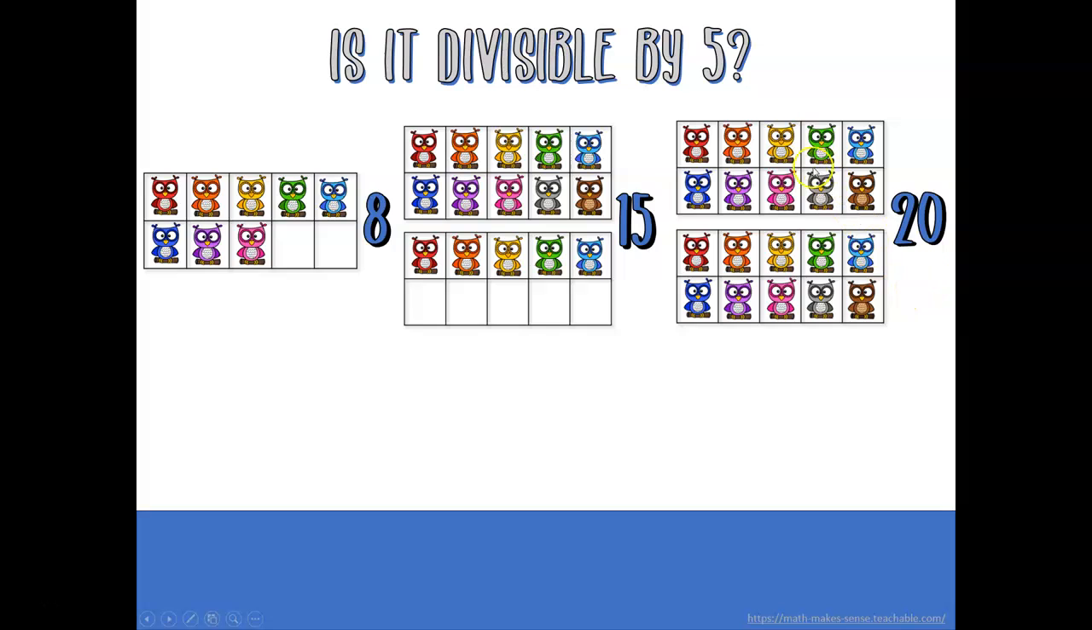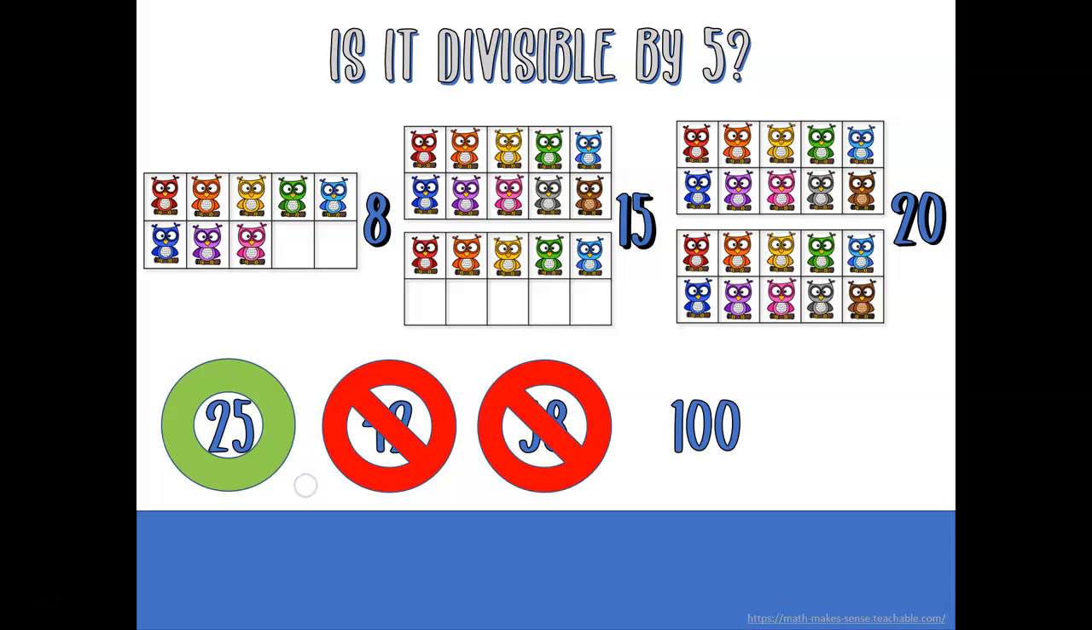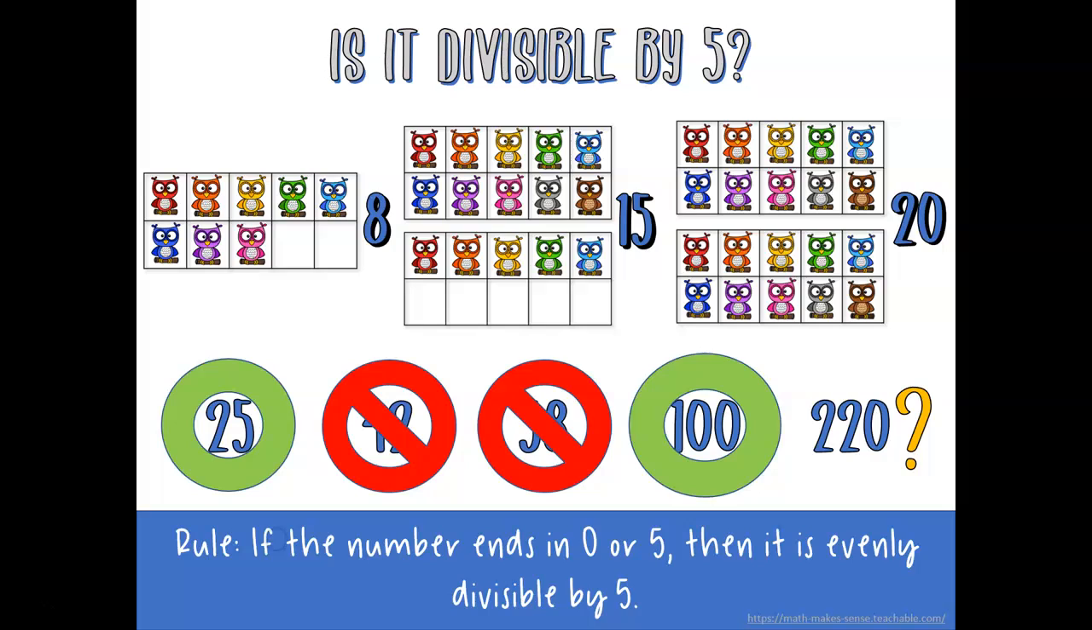20 is also good because you have 1, 2, 3, 4 groups of 5. It's easy to see at a glance what that is there. 25 divided by 5, we know that that equals 5. It works out perfectly, no leftovers. 42 does not work. 58 divided by 5 does not work out evenly. And 100 divided by 5 equals 20, so that one works. Now let's figure out our rule and use it to figure if 220 is evenly divisible by 5.